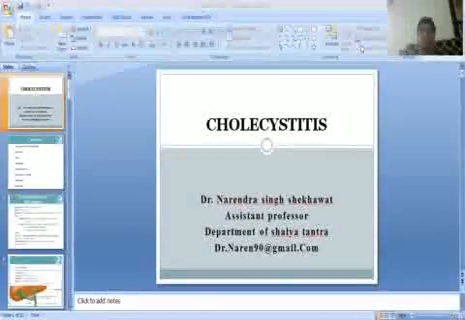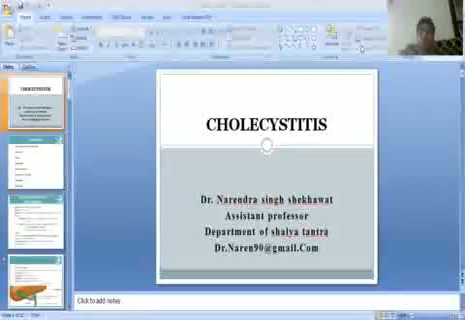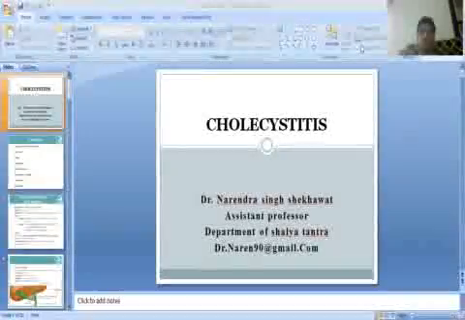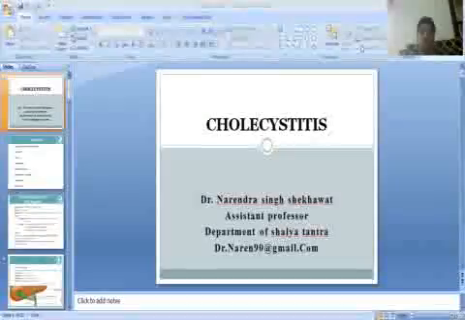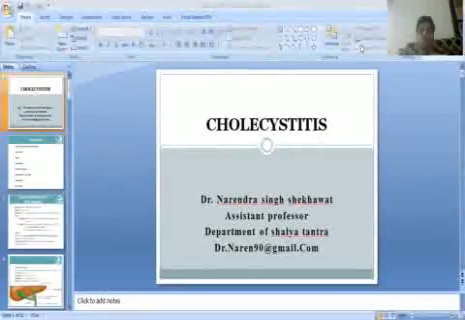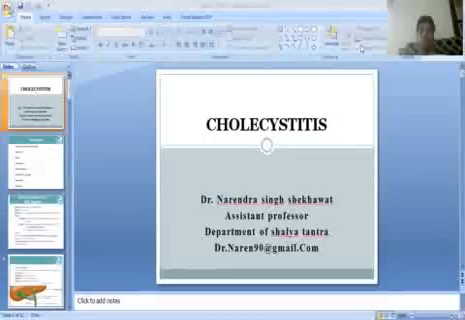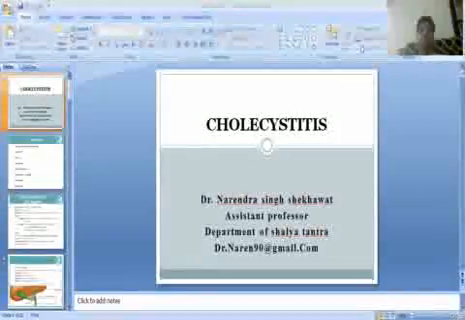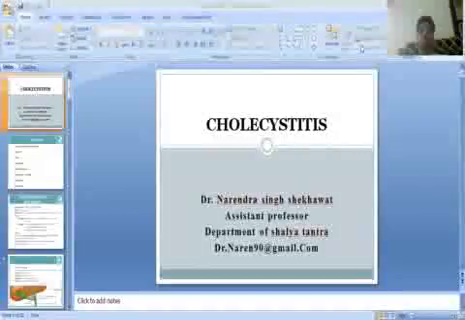In previous classes, we discussed diseases of the liver. Now, in today's class, we will discuss diseases of the gallbladder. Let's begin with the first disease of the gallbladder, which is cholecystitis.